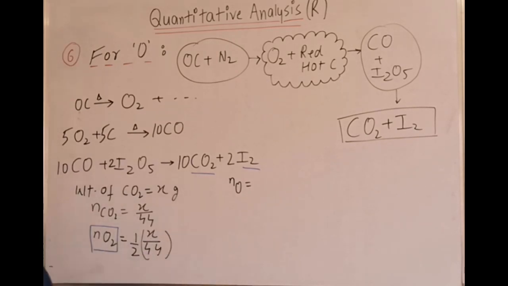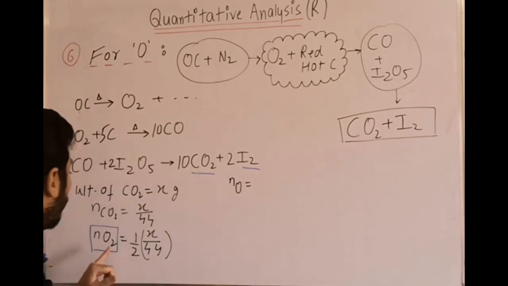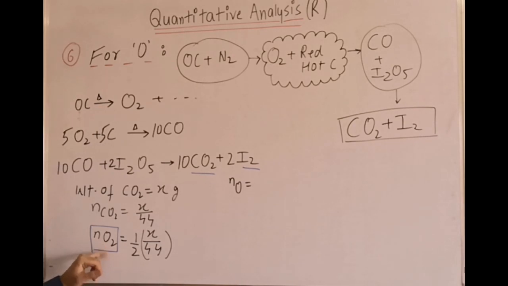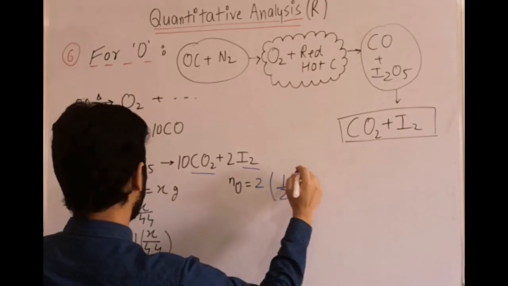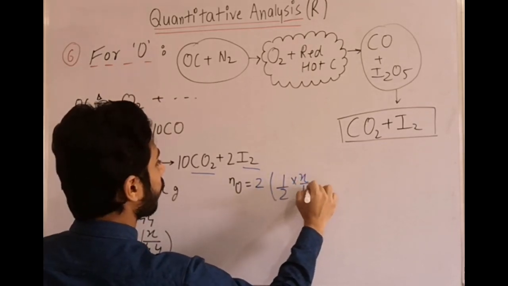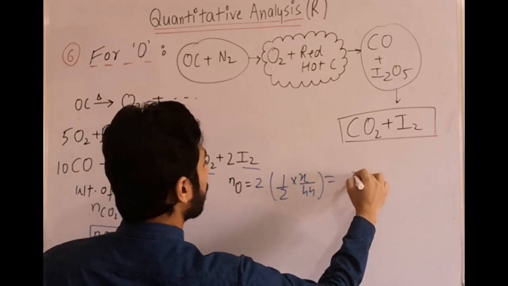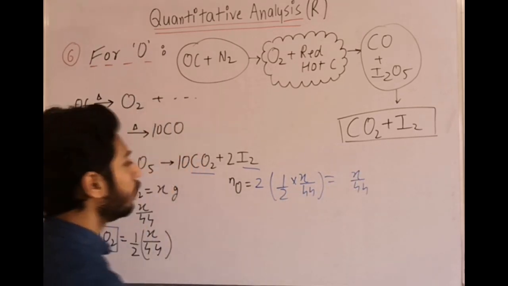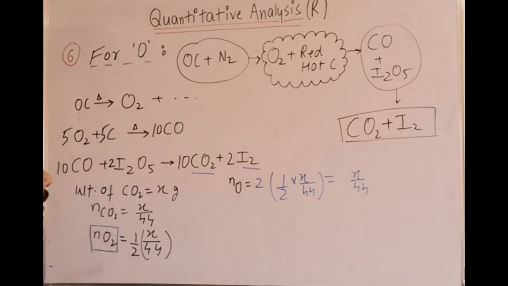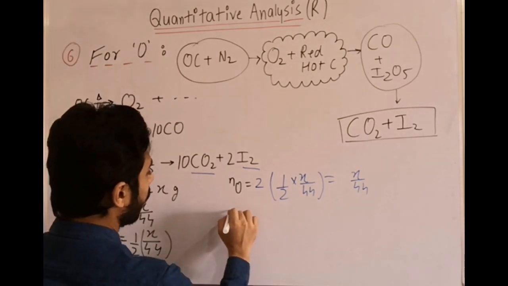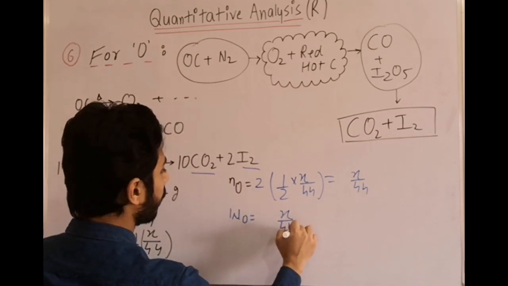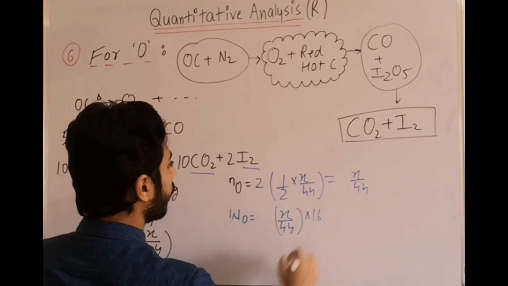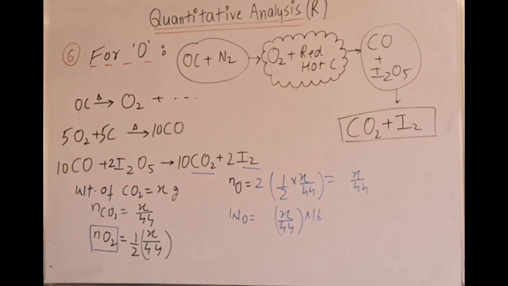Now if we find the moles of single oxygen, O, what will it be? If we have the moles of O2, the moles of oxygen atoms will be double. Double means 2 into 1 by 2 x upon 44. That makes it simply x upon 44. These are the moles. Now if you have the moles of single oxygen, then what will be the weight of oxygen? It will be x upon 44 into 16. So this is the mass of oxygen.